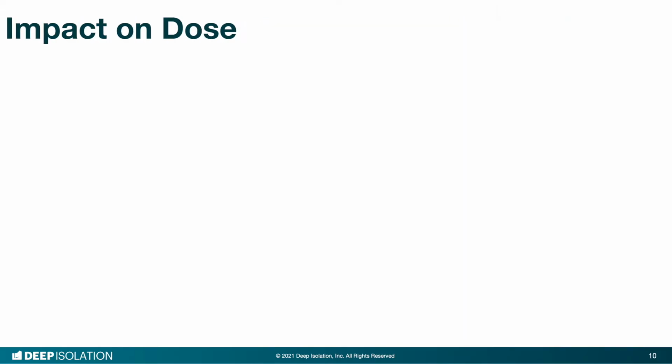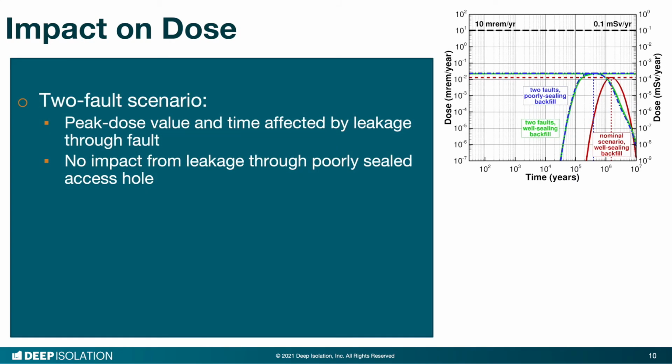We are now ready to answer our main question. How does poor sealing of the borehole impact the safety of the repository, where we measure safety by the maximum annual exposure dose, as shown by these curves? The red curve is the result from our nominal scenario, with a well-sealed borehole and no earthquakes happening.